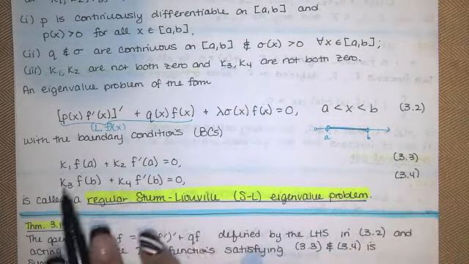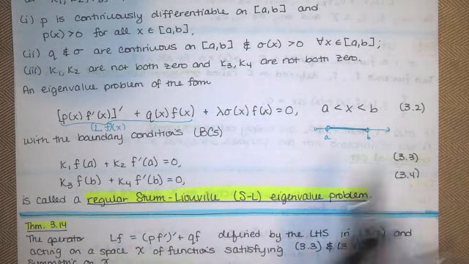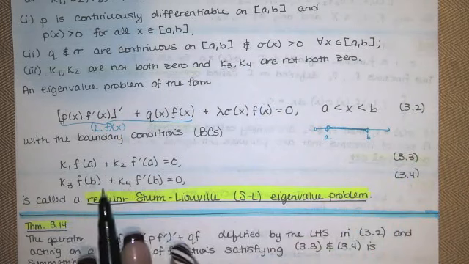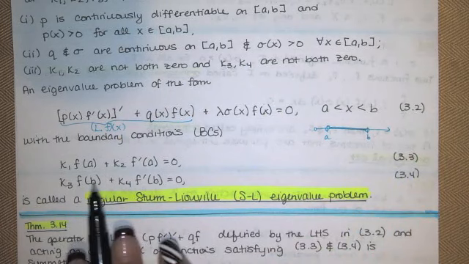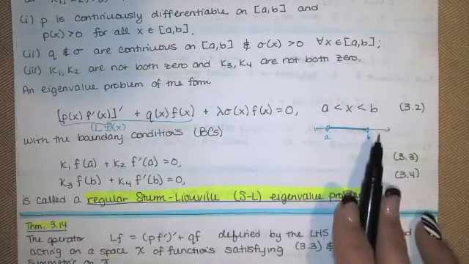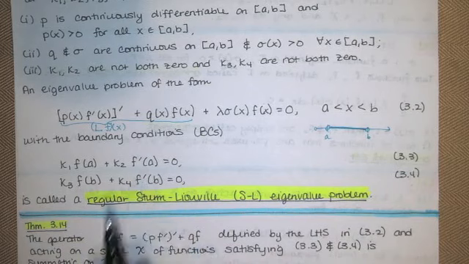Kappa 3 and kappa 4 can't be 0 at the same time, because if they were, we just have 0 equals 0, which would tell us nothing. If they're not both 0, then we actually have some information about the function, the relationship between the solution to the differential equation and its derivative at the left endpoint. And that's given by this second boundary condition.